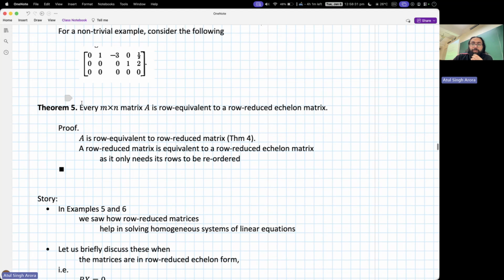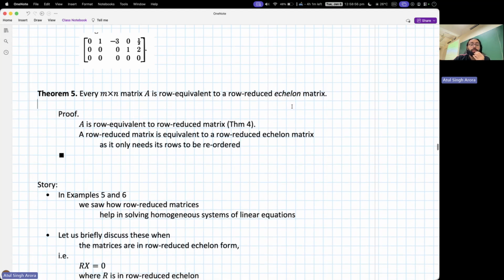So theorem 5 is saying that every M cross N matrix A is row equivalent to a row reduced echelon matrix. Earlier, in the previous theorem, we got to the point where we said every M cross N matrix A is row equivalent to a row reduced matrix. Now we add this extra thing, the echelon part. This is the new step.